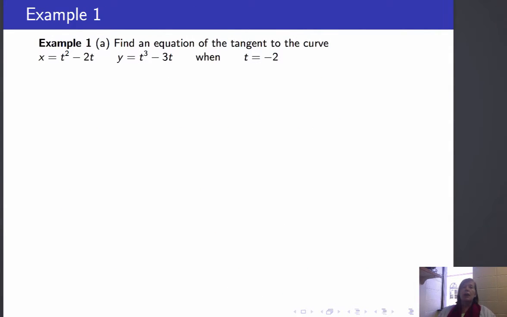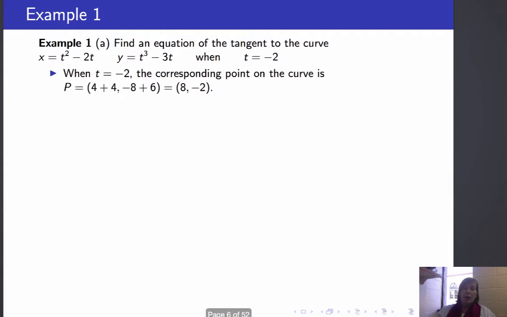Well, let's use this. Suppose I want to find an equation of the tangent to the curve x equals t squared minus 2t, y equals t cubed minus 3t when t is minus 2. Now I don't have to draw this curve. I can use the formula for dy/dx. We need two things for the tangent.